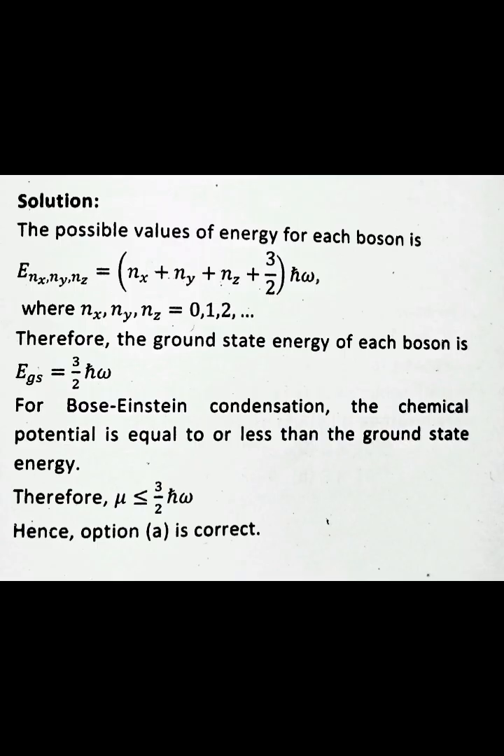For Bose-Einstein condensation to occur, the chemical potential should be equal to or less than the ground state energy. That means mu is less than or equal to 3/2 h-bar omega. So the answer is option A.